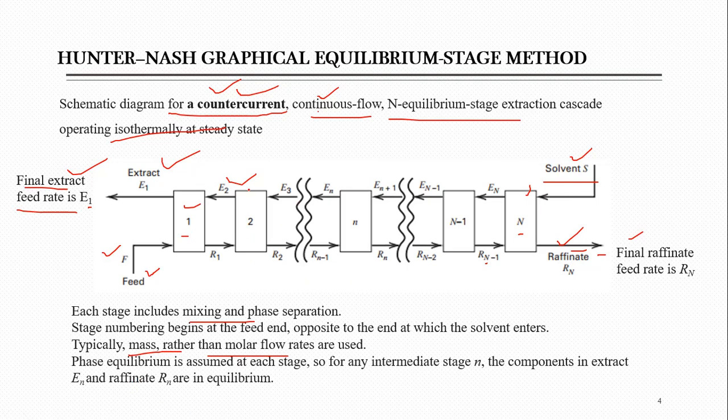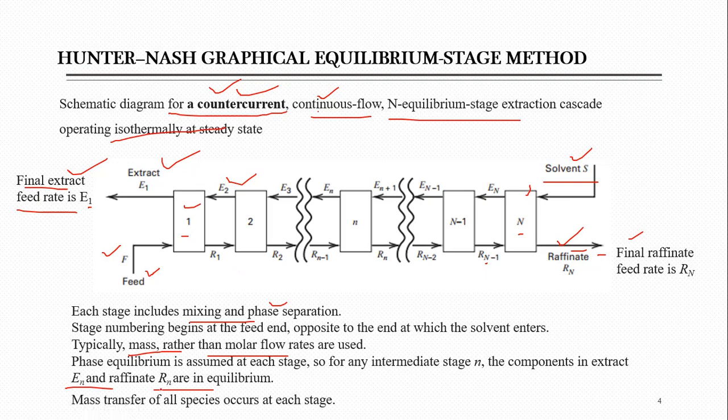In each stage, when the feed and the solvent come in contact with each other, they reach equilibrium. At each stage equilibrium is established, and then you get the extract and raffinate. They get mixed, and then you give them time for settling, and they get separated. So overall, extract and raffinate will be in equilibrium with each other leaving from each stage.